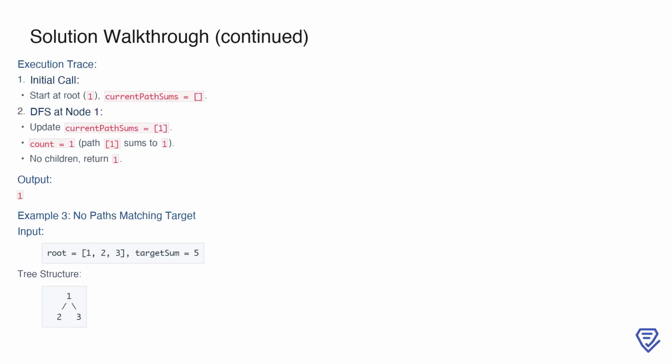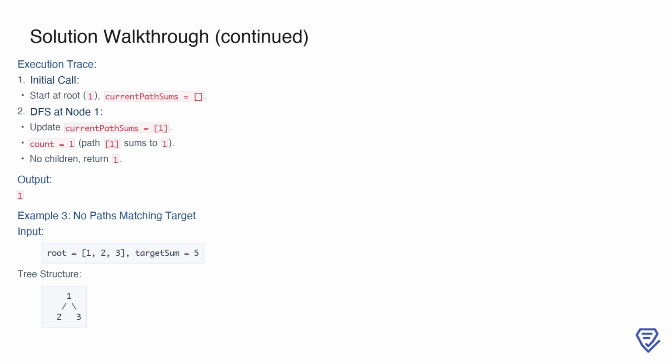In a simpler scenario, consider the tree with just a single node 1 and a target sum of 1. Here, the depth-first traversal begins at the root node. The current path sums list is updated to include the value of the node 1. Since this matches the target sum, we increment the count to 1. As there are no children to recurse into, the traversal ends, and we return the count of 1. This demonstrates that even with a single node, the algorithm can correctly identify matching paths.